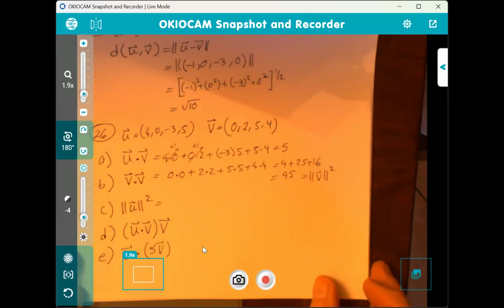In part C, we want magnitude of u squared. So how do you think? See if you can help me here. There are a couple of ways we can do this, right? One is to find magnitude of u. We have a formula for that, right? So square each of the components of u, take the square root, and square it.